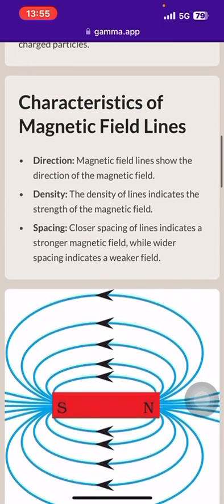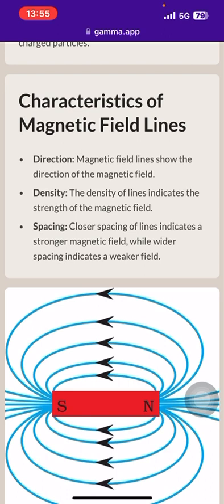So what are the characteristics of magnetic field lines? According to the direction, magnetic field lines show the direction of the magnetic field. And the density of the lines indicates the strength of the magnetic field. Already I said that if the density is more, then the strength of the magnetic field is more. If the density is less, then the strength of the magnetic field is less.